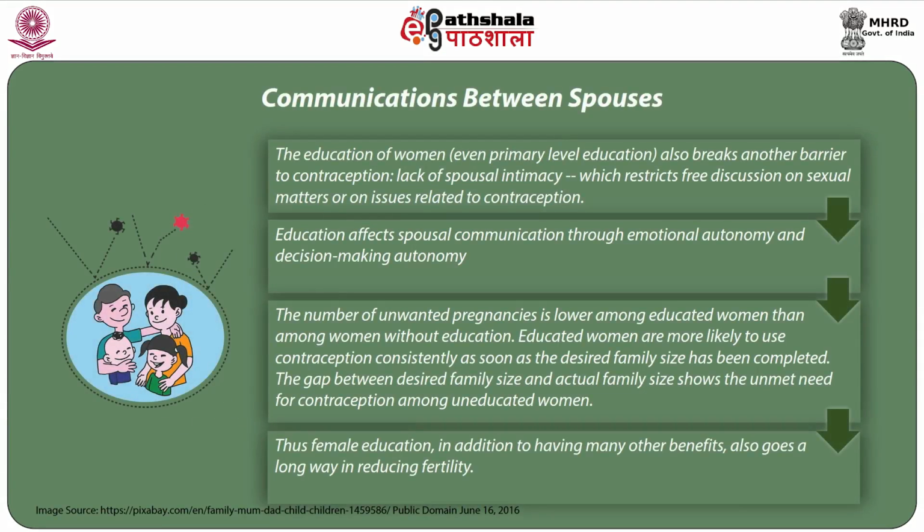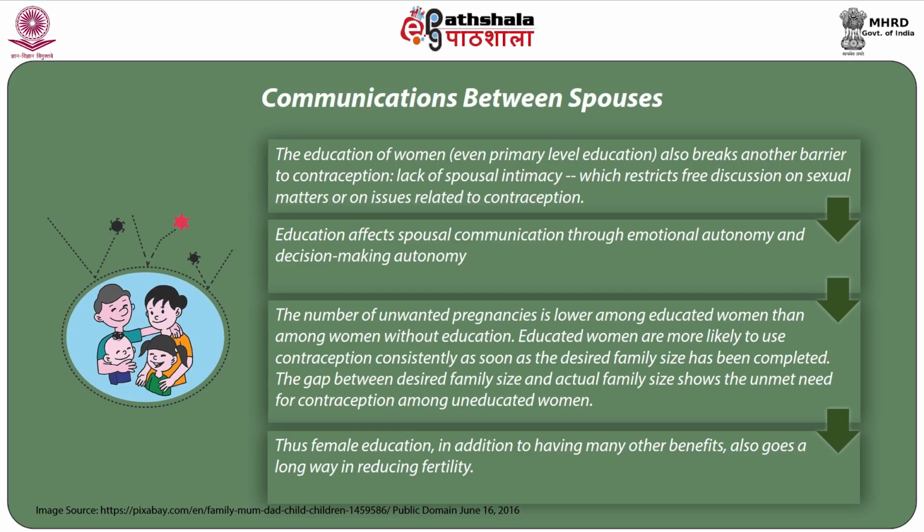Communication between spouses. The education of women, even primary level education, also breaks another barrier to contraception: lack of spousal intimacy, which restricts free discussion on sexual matters or on issues related to contraception. Education affects spousal communication through emotional autonomy and decision-making autonomy.